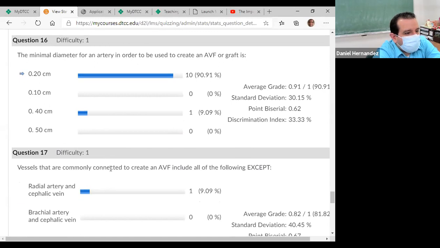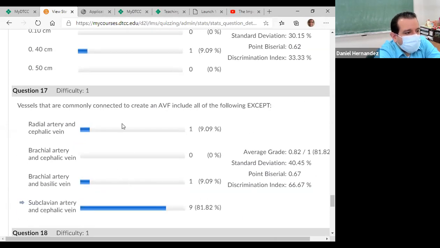Vessels that are commonly connected to create an AVF include all of the following except. So radial artery and cephalic vein, that's probably the most common that we like to use. You can also use brachial artery and cephalic vein. You can use brachial artery and basilic vein.